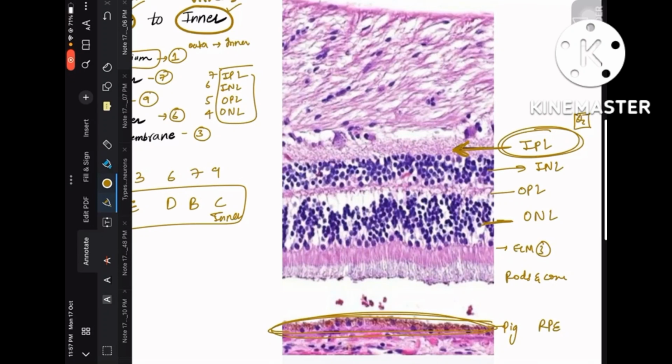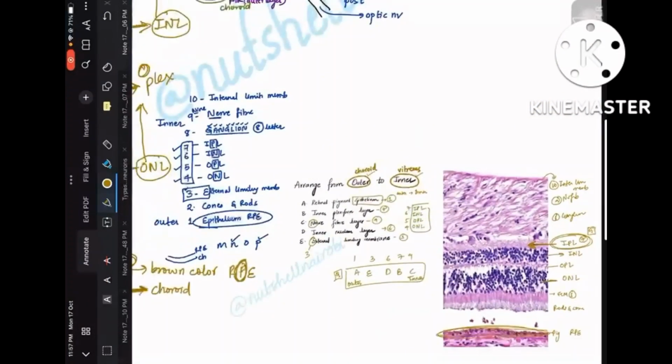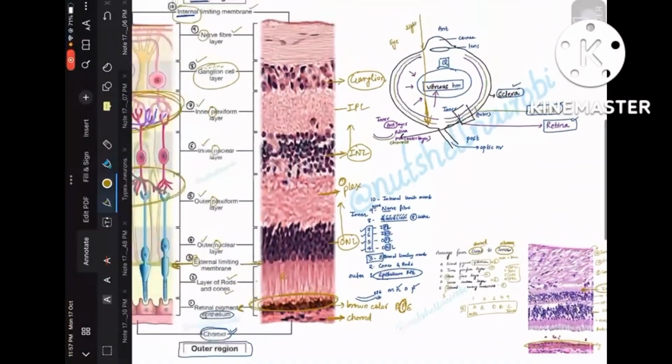See, inner plexiform layer is the 7th layer and the 8th layer will be ganglion cell layer. The 9th layer will be nerve fiber layer. And the 10th layer will be internal limiting membrane. So these are the easy layers of retina. You just need to know these few mnemonics and you will be sorted.